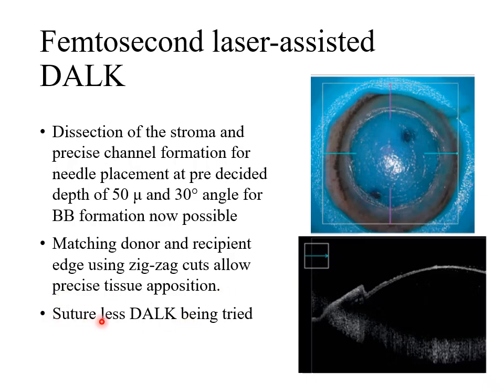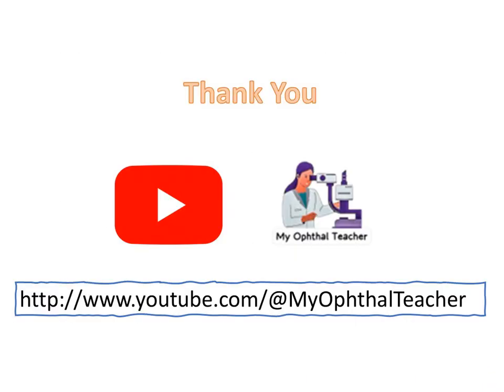And of course, sutureless DALK is also possible because the tissue apposition is so nice, one might try omitting the sutures. So this is also a more recent thing, right? So you should know about it. So that is it about deep anterior lamellar keratoplasty.